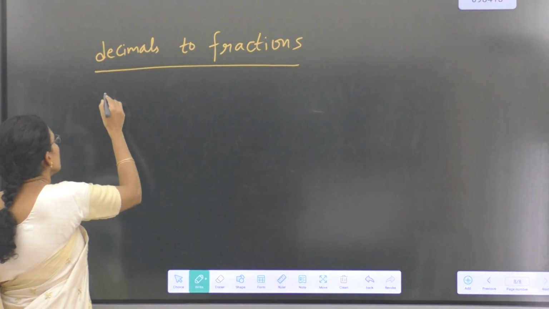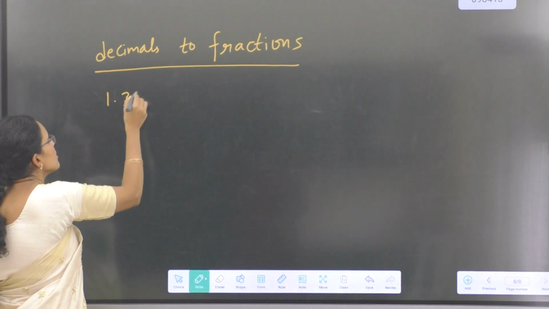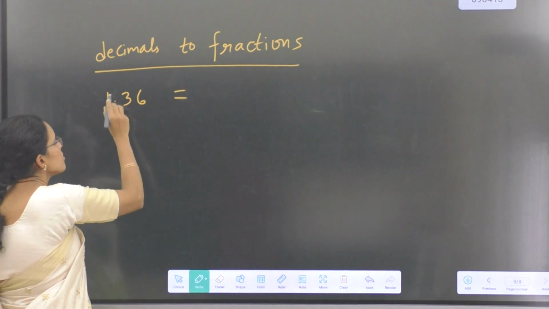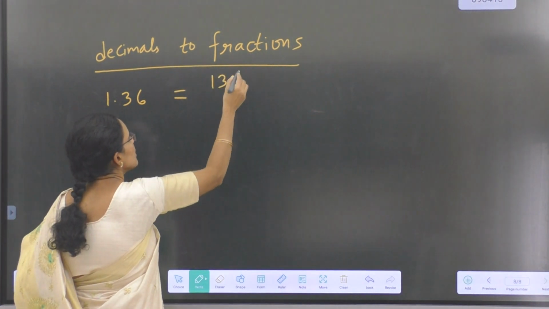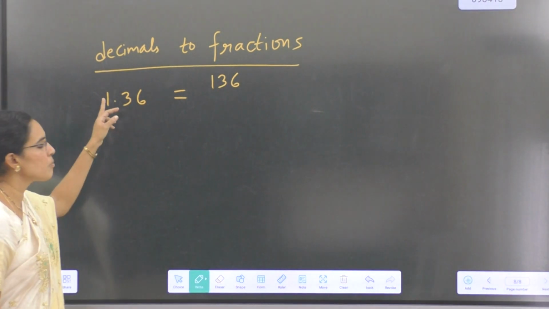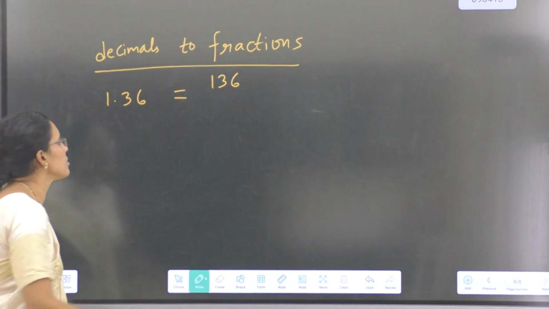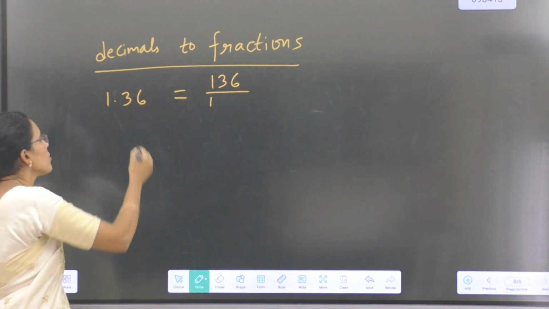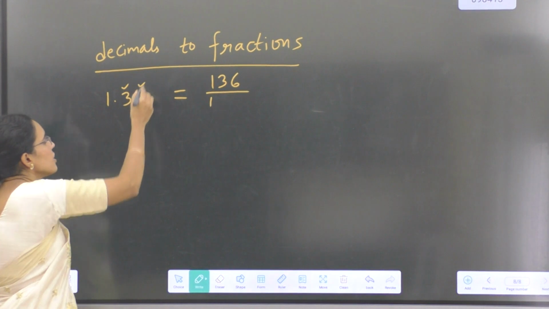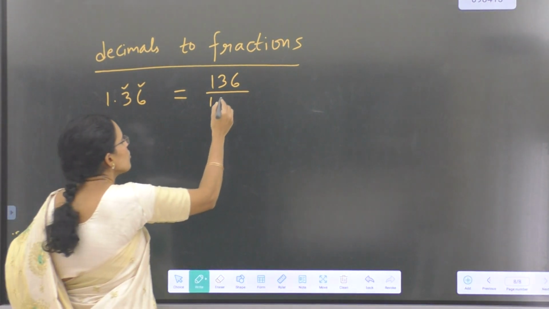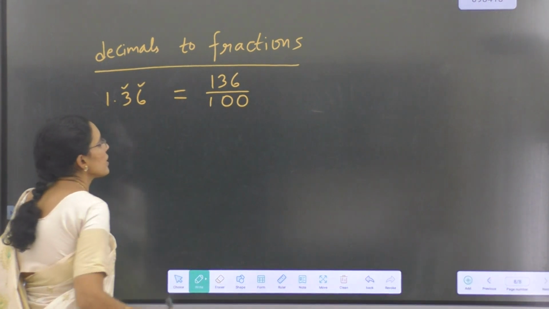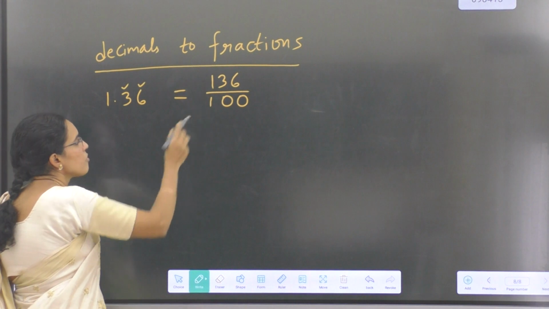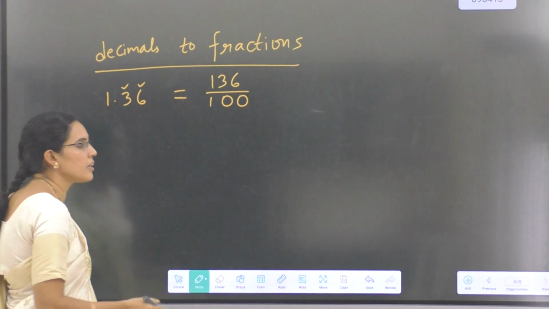For example, if you want to convert 1.36 into fractional form, then first write the digits without the decimal point in the numerator, that is 136. Now in the denominator, 1 followed by as many zeros as there are decimal places. Here there are 2 decimal places, therefore 2 zeros. That is 136 by 100. If we convert it into fractional form, it is 136 by 100.